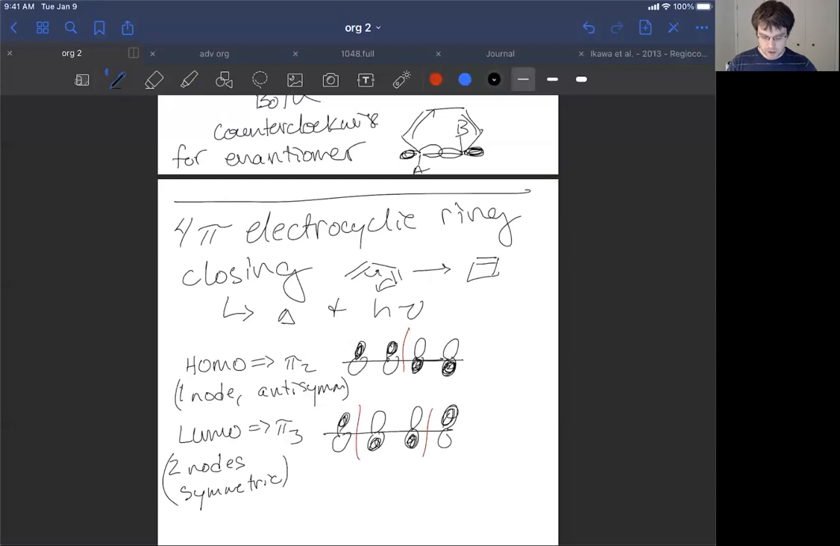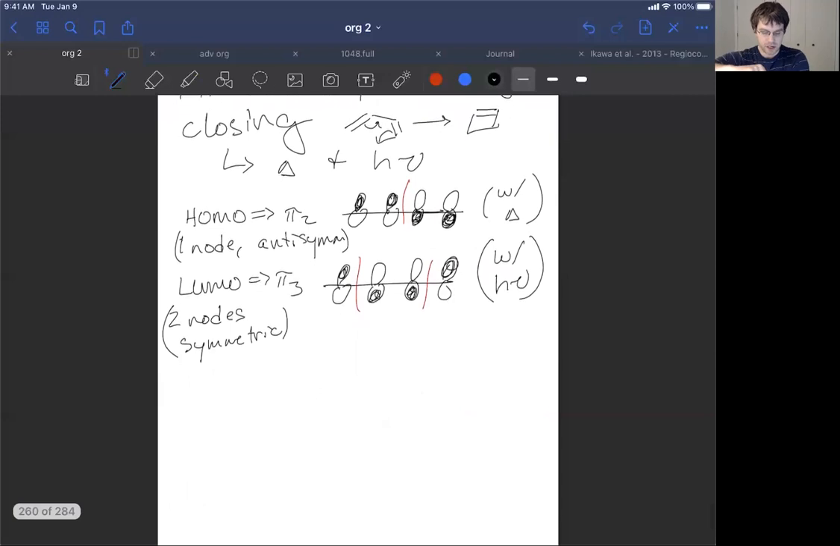So these are the 2 orbitals that we have to consider when we're using heat. We'll use the original HOMO that we start with, and with light, we'll use the LUMO, what was originally the LUMO. Electronic excitation will convert pi 3 into the HOMO. But let's just consider the termini here.